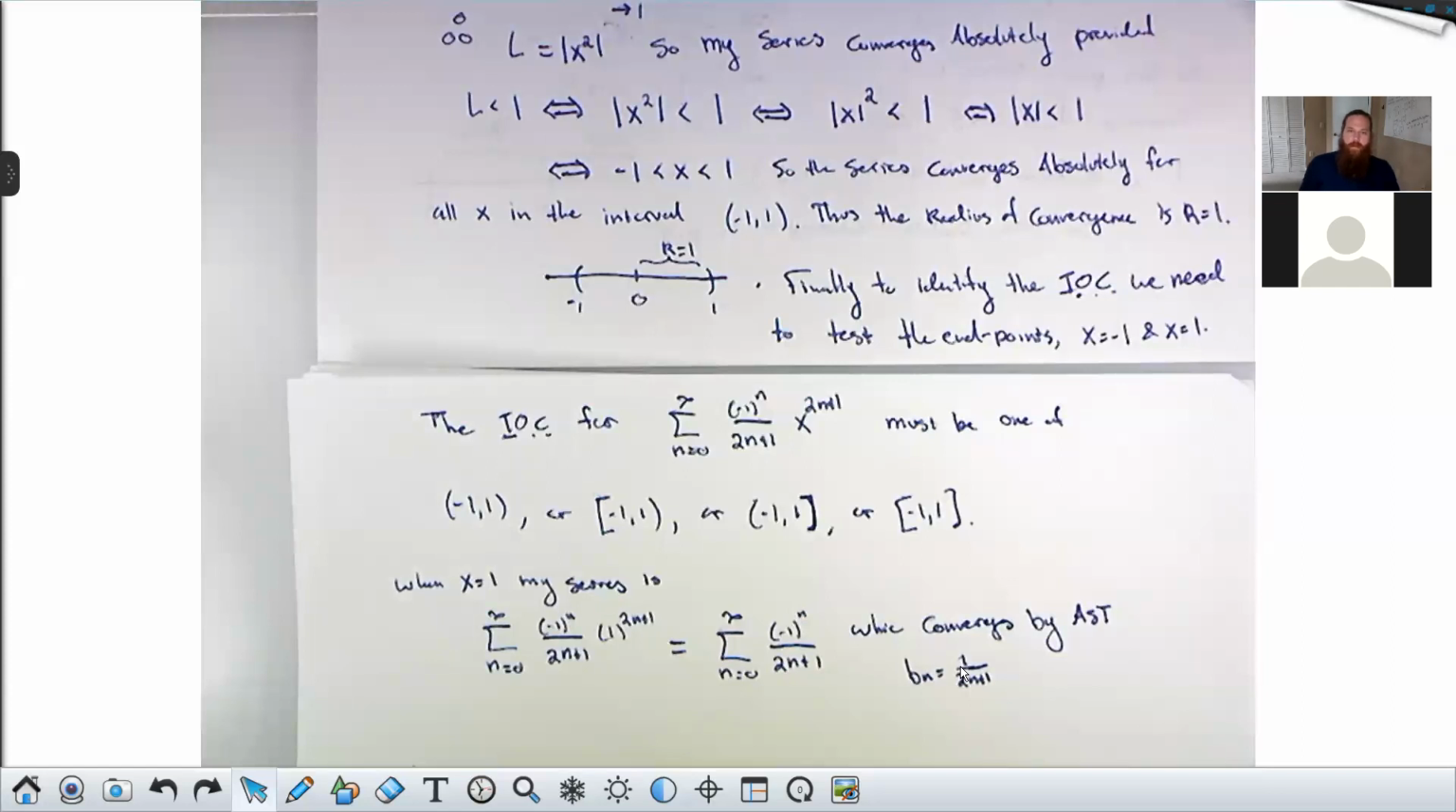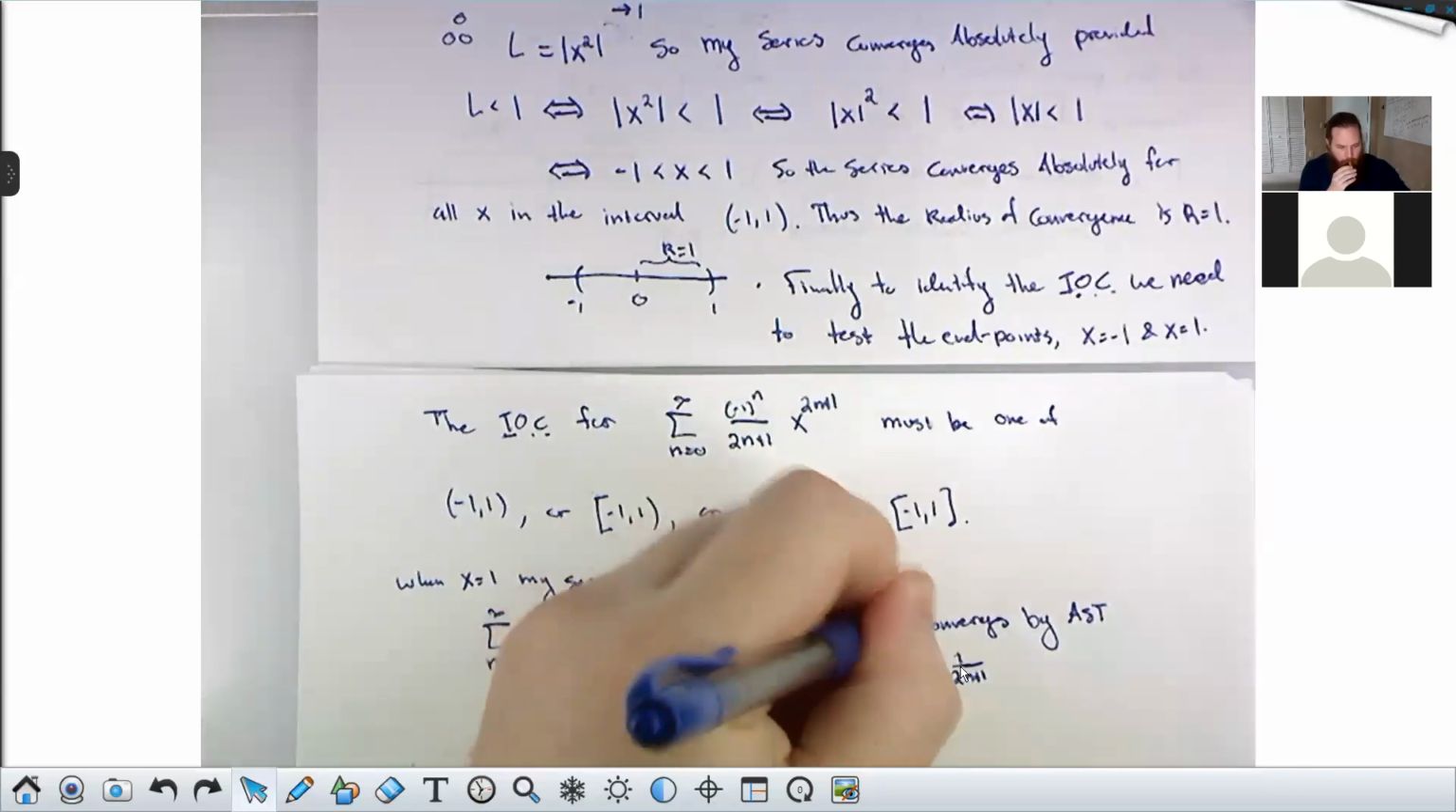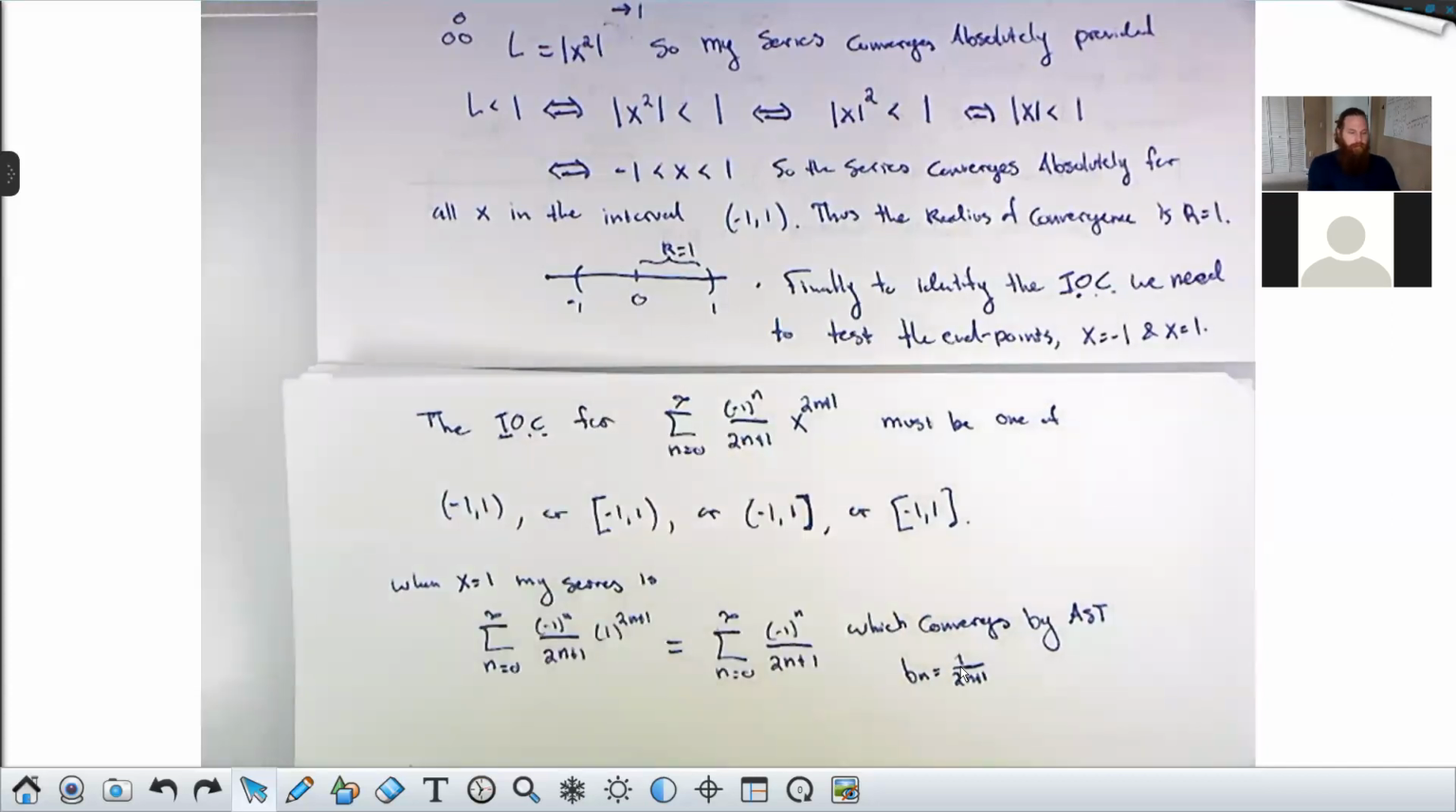So is x equals 1 included in my interval of convergence, or is it not? Yes. So that means my IOC is not this guy, because this guy does not include 1, and it's not this guy, because this guy does not include 1. So I can cross these out.